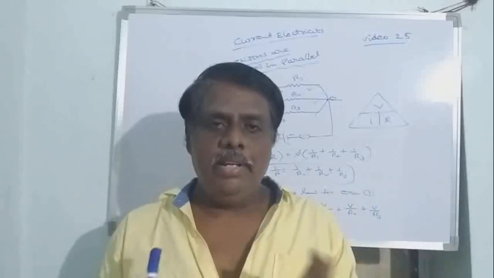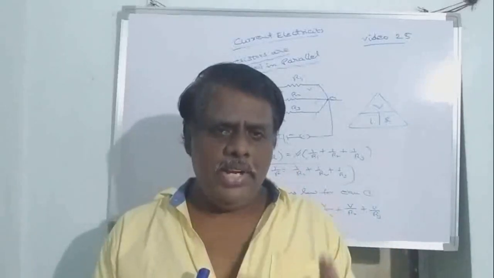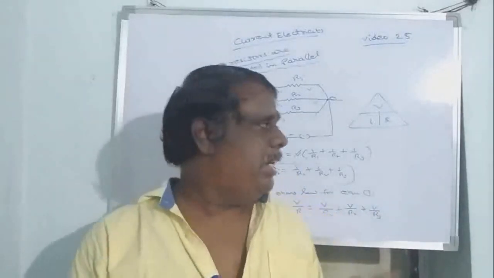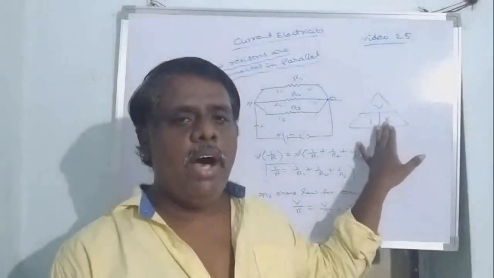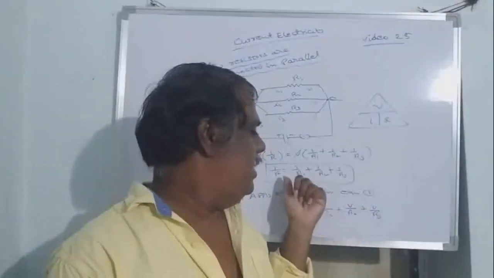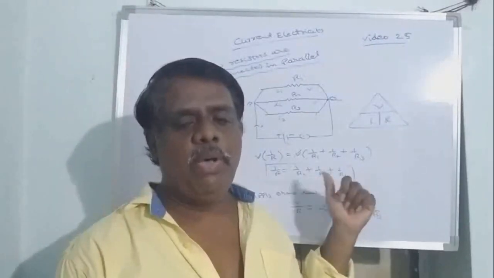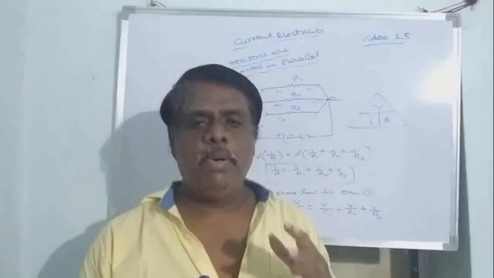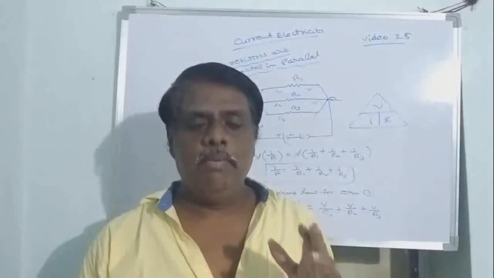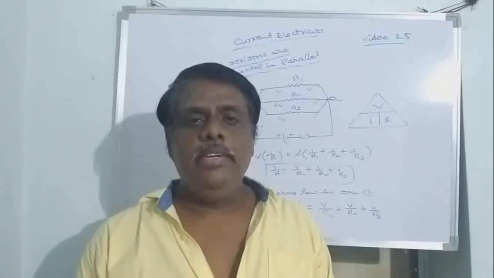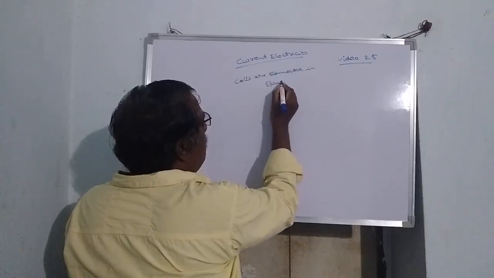What will be divided? Current will be divided. Therefore, total current I is equal to I1 plus I2 plus I3. After that, we have to apply Ohm's law. I is equal to, we know that it will be V by R. And finally we get 1 by R is equal to 1 by R1 plus 1 by R2 plus 1 by R3. The reciprocal of the effective resistance is equal to the sum of the reciprocals of the individual resistances.